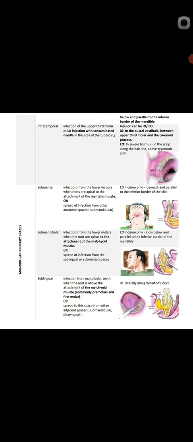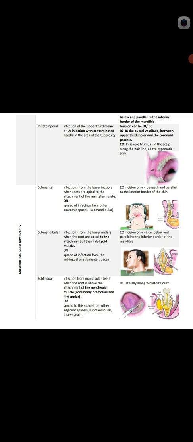Now come to the infratemporal space. The cause is infection of the upper third molar, or a local anesthesia injection with a contaminated needle in the area of the tuberosity, causing infratemporal space infection. The incision can be intraoral or extraoral. Intraoral, in the buccal vestibule between the upper third molar and coronoid process. Extraoral incision is used in severe trismus, when the patient cannot open the mouth, in the scalp along the hairline above the zygomatic arch.